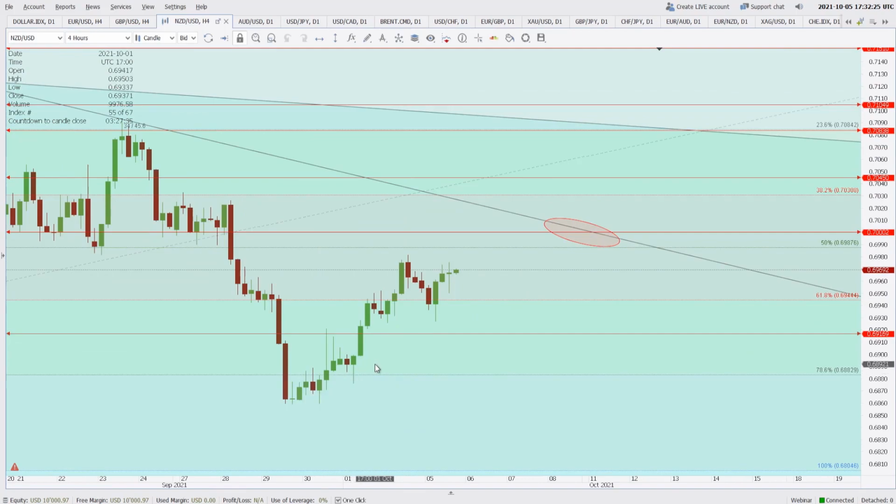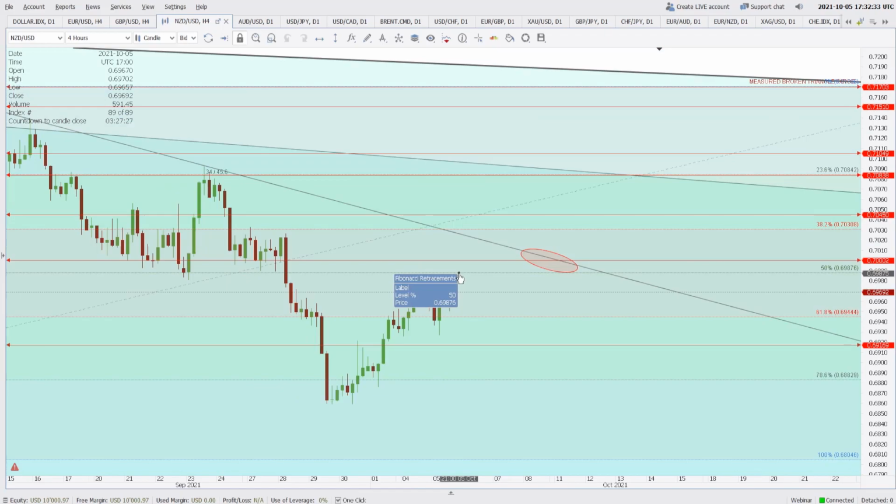Looking at these 4-hour candlesticks, it seems like this bullish engulfing is trying to tell us some story that the price is going to go and test 0.7000 very soon. So right now this is the resistance, and here 0.6916 is the support level.